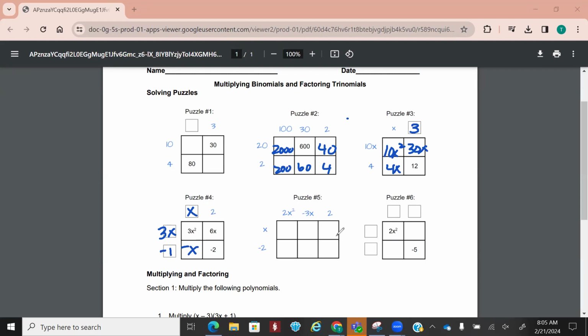This one you'll see more in Algebra 2, but it's good to go ahead and look at it. 2x squared times x would give us 2x cubed. I know that's one that we haven't seen yet. -3x times x is -3x squared. 2 times x is 2x. 2x squared times -2 is -4x squared. -3x times -2 is 6x. And 2 times -2 is -4.